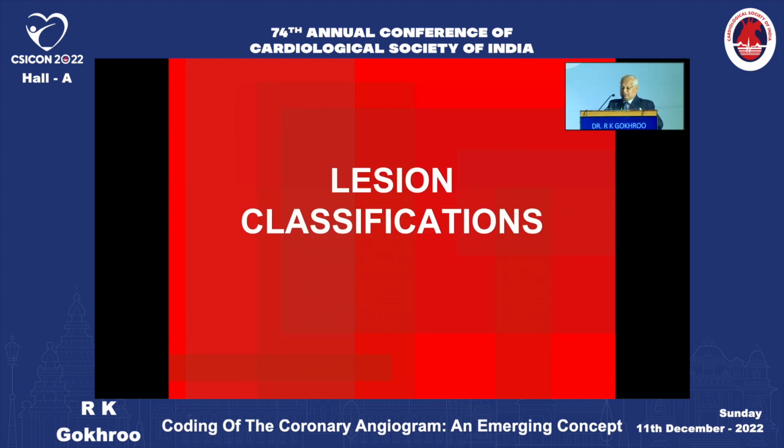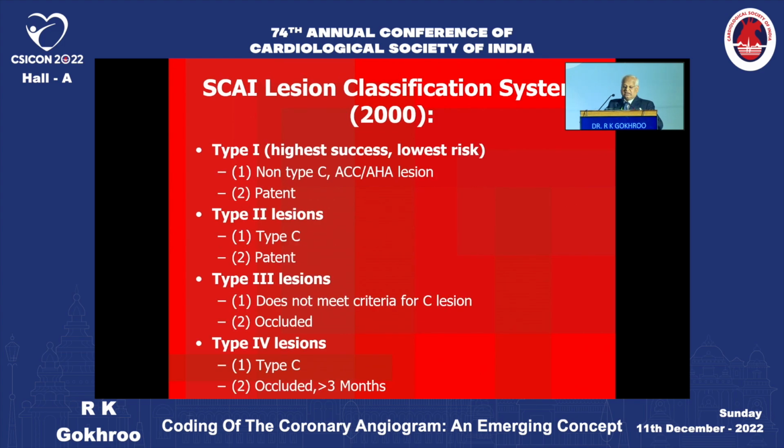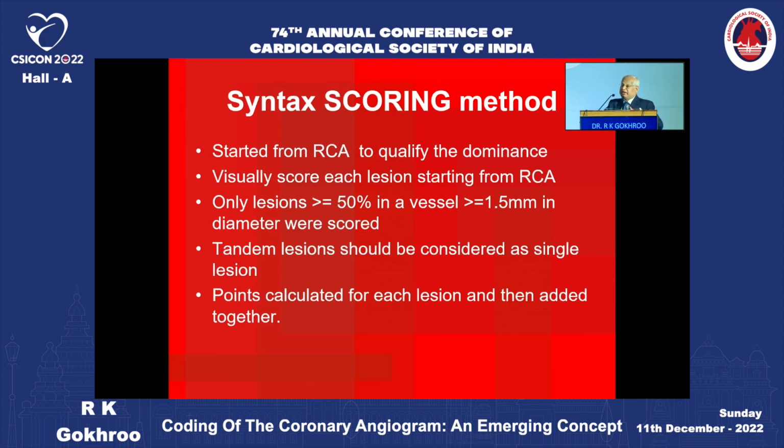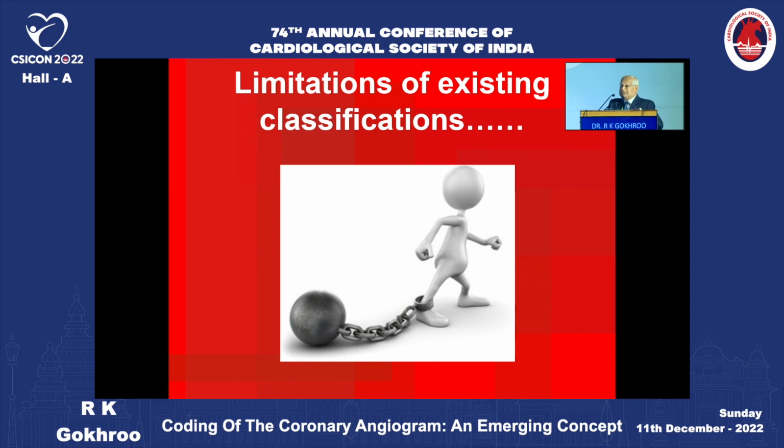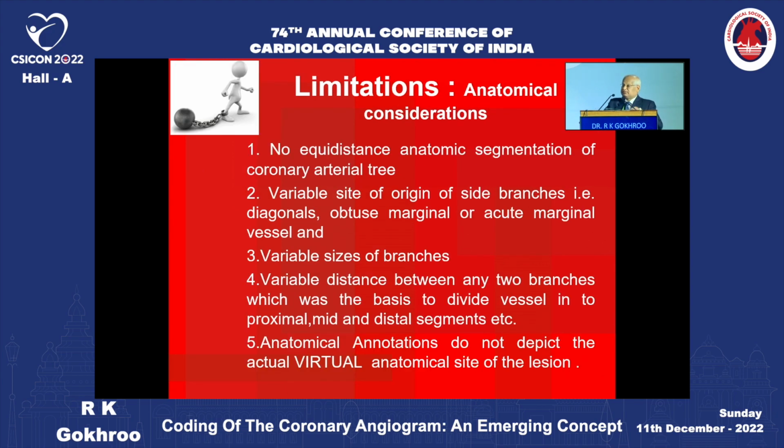Now we come to the lesion. Lesions have been described by different associations, the type A, B, C by the AHA, type 1, 2, 3, 4 by SCAI, and SYNTAX as defined by itself. So looking at these different variations in the expression of lesion characteristics, we have come up with something else. So we have anatomical considerations for defining the lesion characteristics. Since there is a limitation, there is no equidistant anatomical segmentation of the coronary arterial tree.